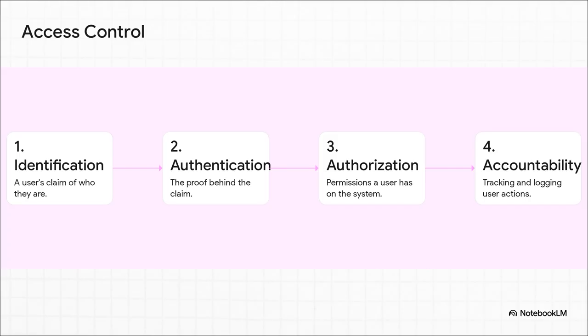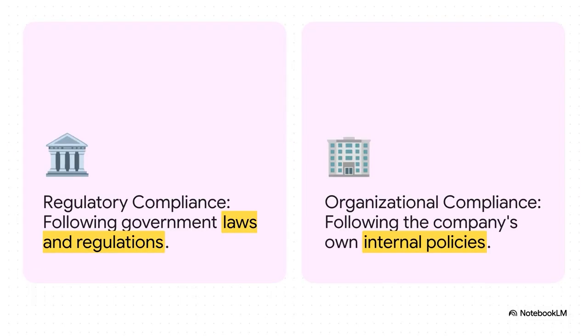And fourth, accountability. We keep a log of everything, just in case something goes wrong. And our guardians? Well, they have to follow 2 different sets of rules. On one side, you've got regulatory compliance. Think of these as the external laws of the land, government regulations that every organization has to follow, period.